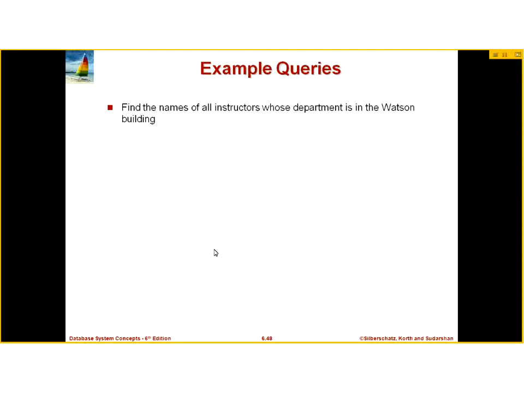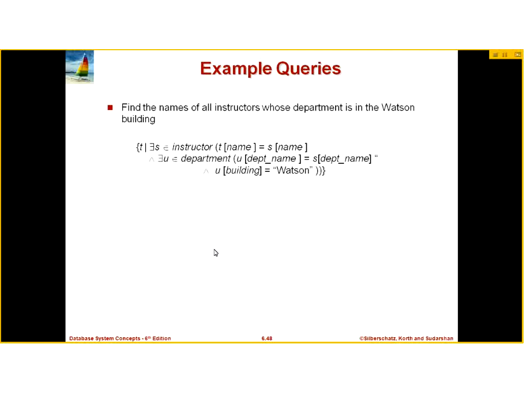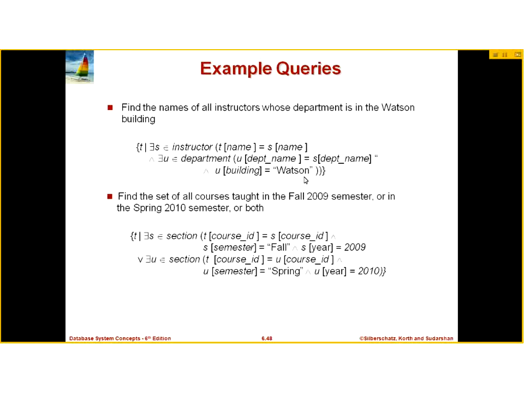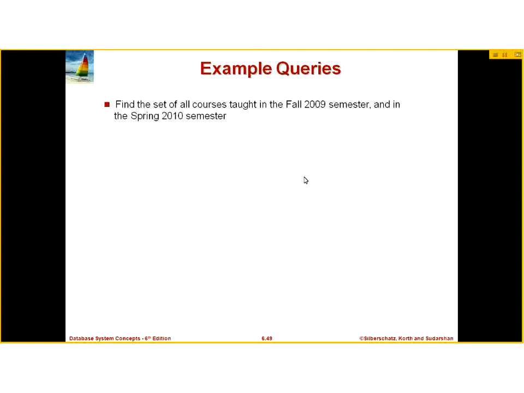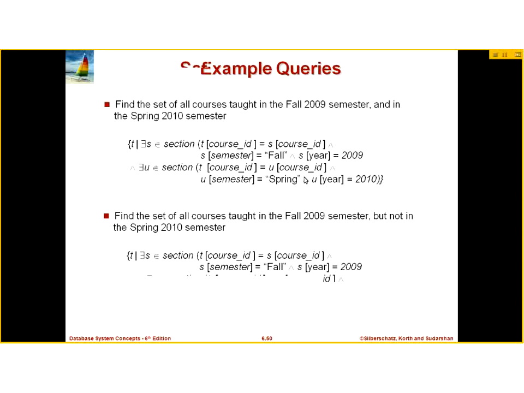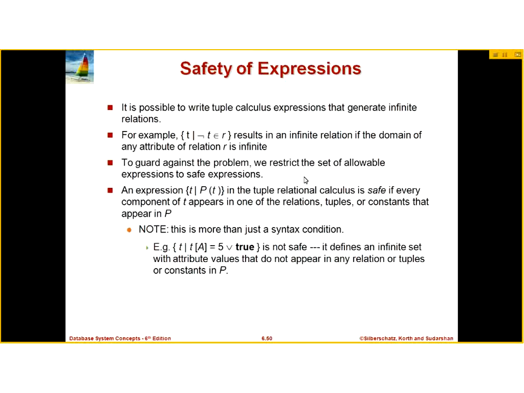And another one: find the names of all instructors whose department is in the Watson building. So it will appear like this because you want to find the names of all the instructors. From the instructor table, you select the tuple T where T name equal to S name, and there exists U belongs to department, where department name equal to U department name and building equal to Watson. Or find the set of all courses taught in this, so you can write it in this way. So there are multiple ways to perform a single operation.